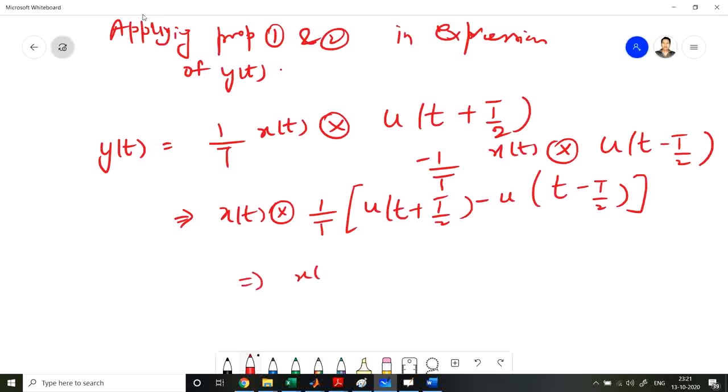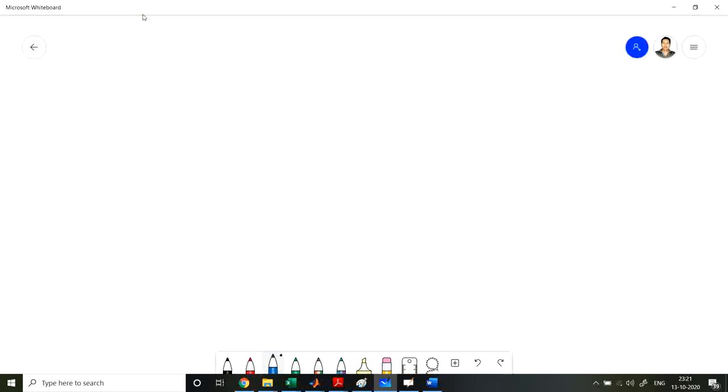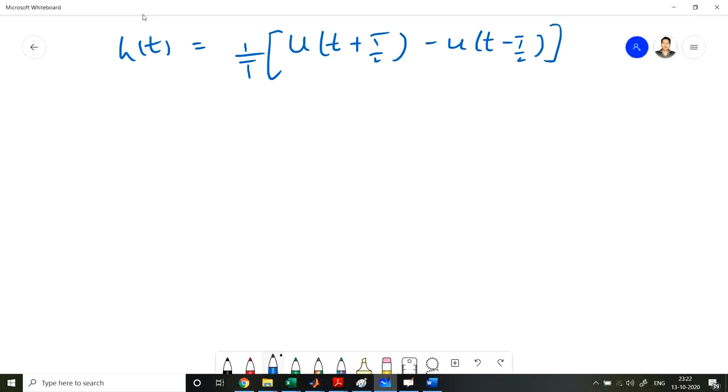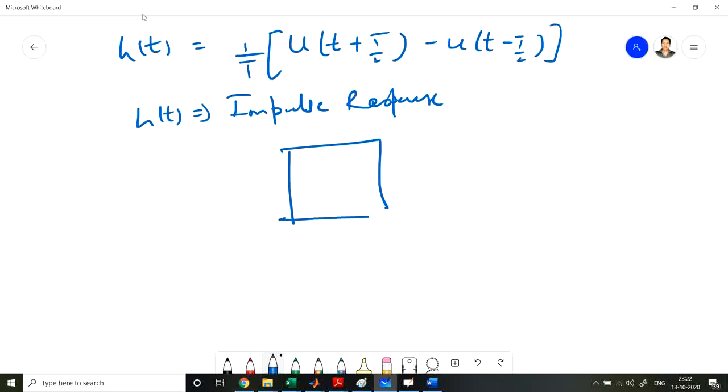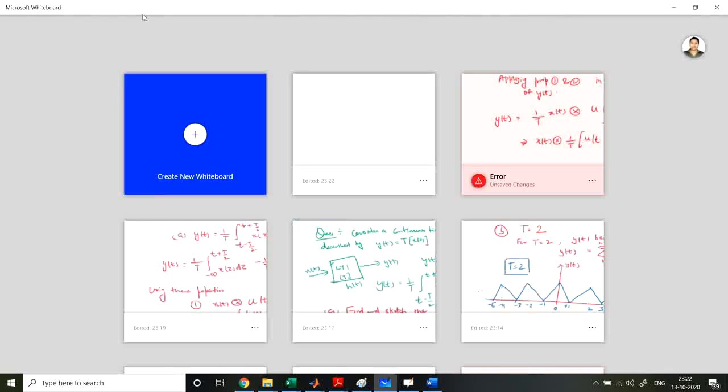Now we have y(t) written as x(t) convolution with h(t). So y(t) is x(t) convolution with h(t), hence proved. So what is the impulse response? The impulse response h(t) is nothing but 1 divided by T times u(t plus T/2) minus u(t minus T/2). So this is our impulse response. We have found the relation between x(t), h(t) and y(t). This is our LTI system, so y(t) is x(t) convolution with h(t).